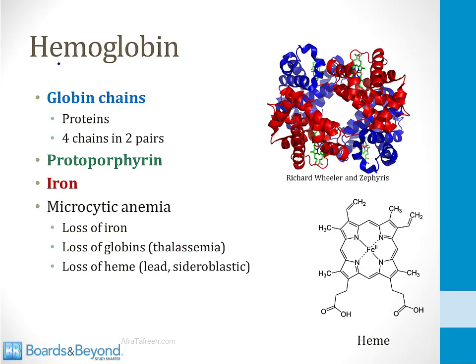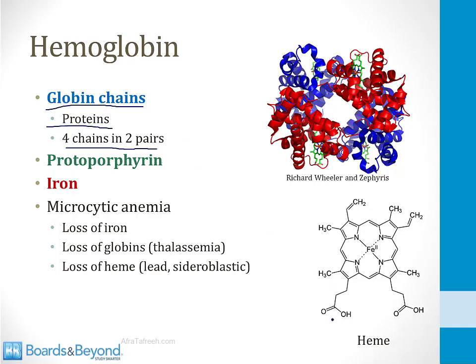There are three main structural components of hemoglobin, and if any one of these components is deficient or absent, that can lead to underproduction of hemoglobin, which can then lead to a microcytic anemia. So first of all, hemoglobin contains globin chains. These are proteins, and there are 4 chains found in 2 pairs in hemoglobin. So if you have underproduction of any of the globin chains, this can lead to a microcytic anemia.